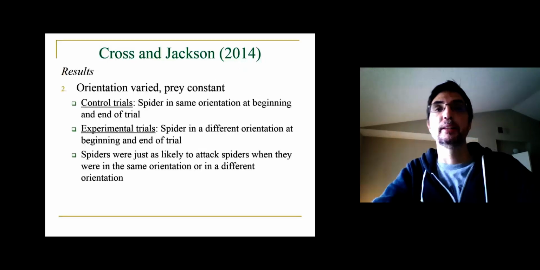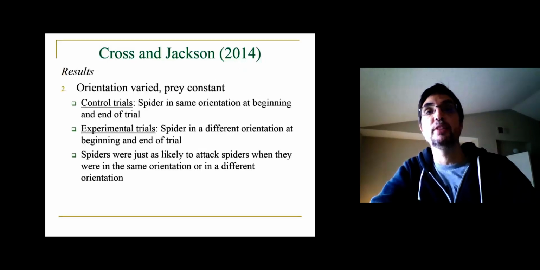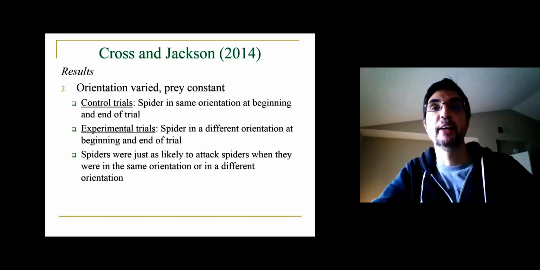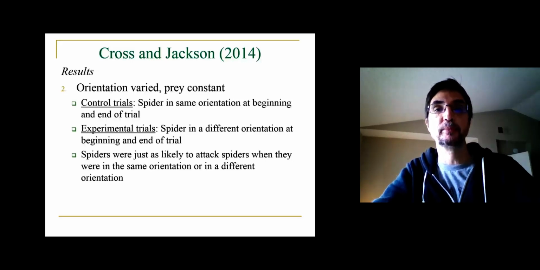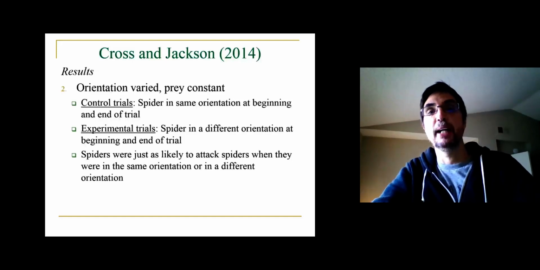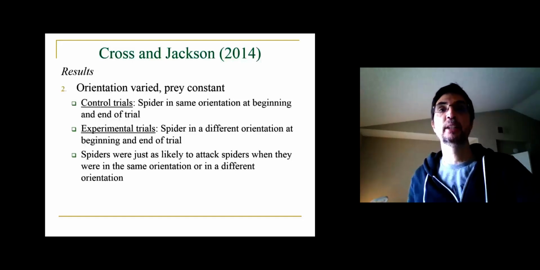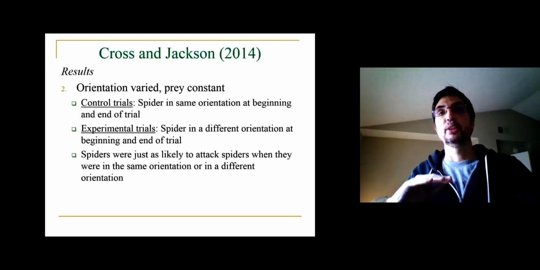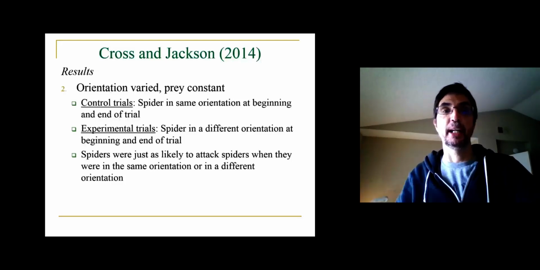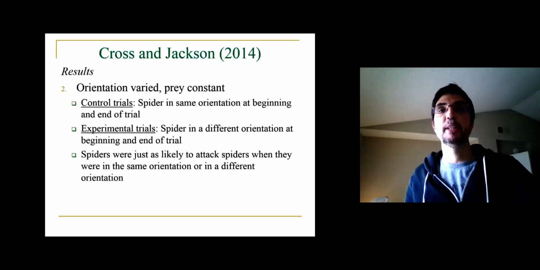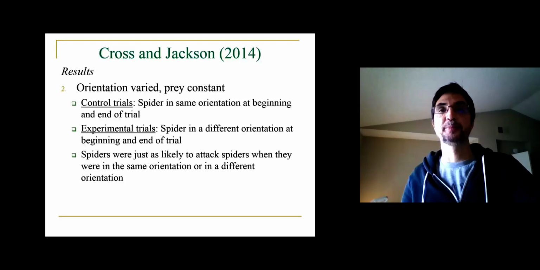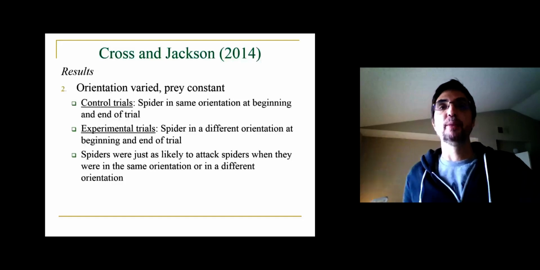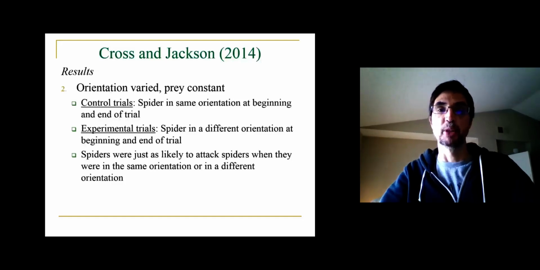In the second condition, the orientation of the spider, the direction in which it's facing, was manipulated, but the actual prey, the type of spider, was held constant. So it was always the same at the beginning and at the end. In the control trials, the spider was in the same orientation at the beginning and the end, and in the experimental trials, the orientation of the spider was different at the beginning and at the end. They found that this manipulation made no difference. They were just as likely to attack the spider if it was in a different orientation as if it was in the same orientation.